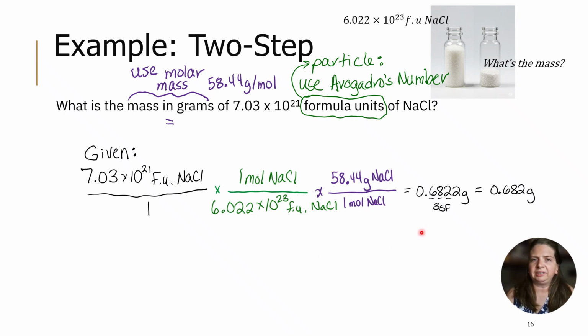If you did not get this answer, double check your calculator entry. In particular, make sure that your exponent for Avogadro's number is correctly placed in the denominator. You may need parentheses around the denominator to make sure that your calculator follows the correct order of operations.